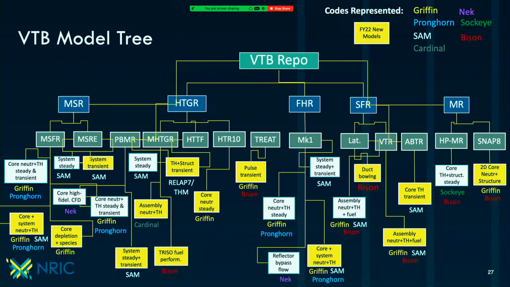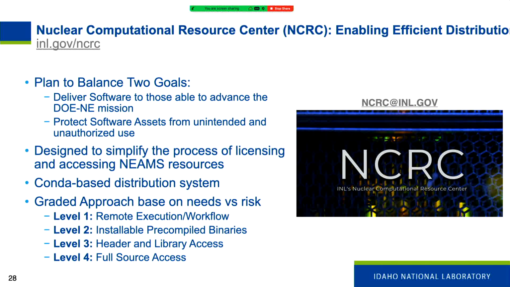I'm running out of time, so I'll just show you this image here. This, once again, underscores the complexity of what we're trying to do. These are some of the models on the virtual testbed and the combinations of codes that go with them. To get access to those codes, use the NCRC at INL.